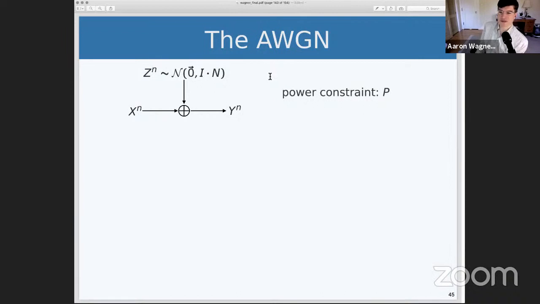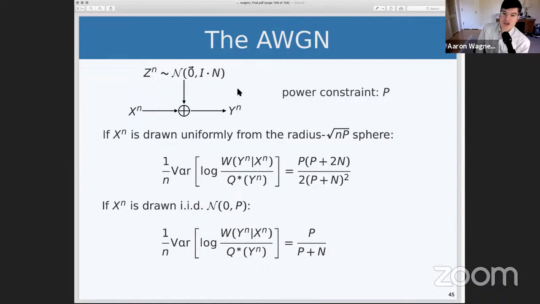I'll explain this in terms of the Gaussian channel. Just consider a straight up AWGN channel, with a power constraint of P and additive noise. Asymptotically, there are two different input distributions that you can use that are capacity achieving. If you think of it in terms of single letter distributions, there's only one, the Gaussian input. But if you think over blocks, there's actually two different distributions that you can use. You could choose your code words to be uniformly drawn from the sphere of radius square root of NP. That's capacity achieving, and the variance of the information density you can compute.